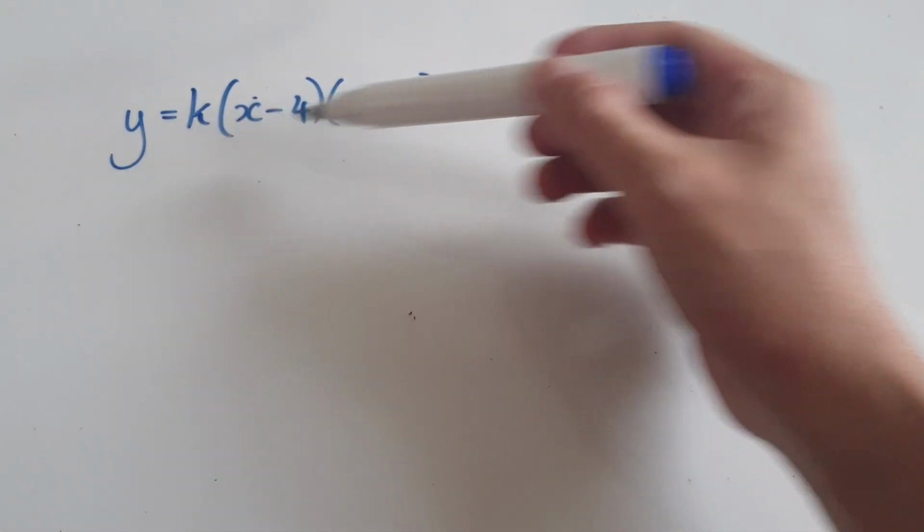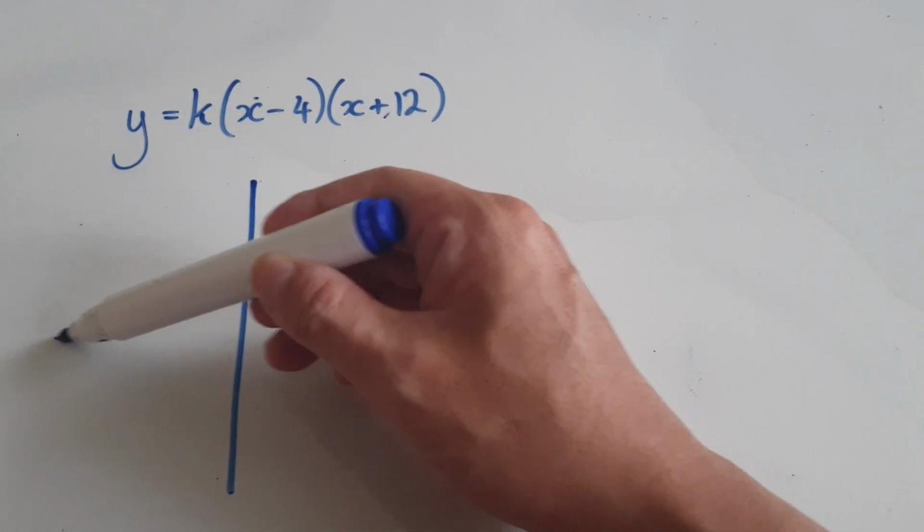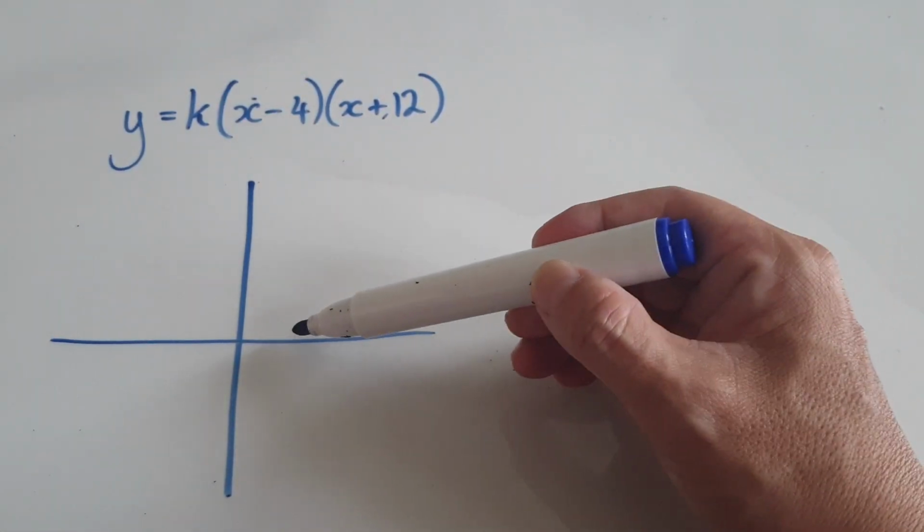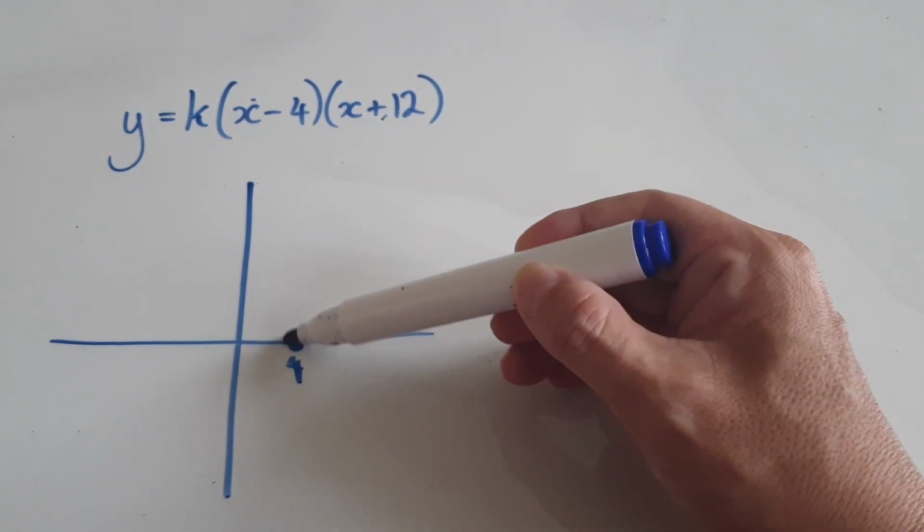Given the quadratic equation here, let's try and find the vertex. So let's sketch it first. When you put 4 into here, the whole thing would be 0. So you know it passes through 4. It passes through this point.